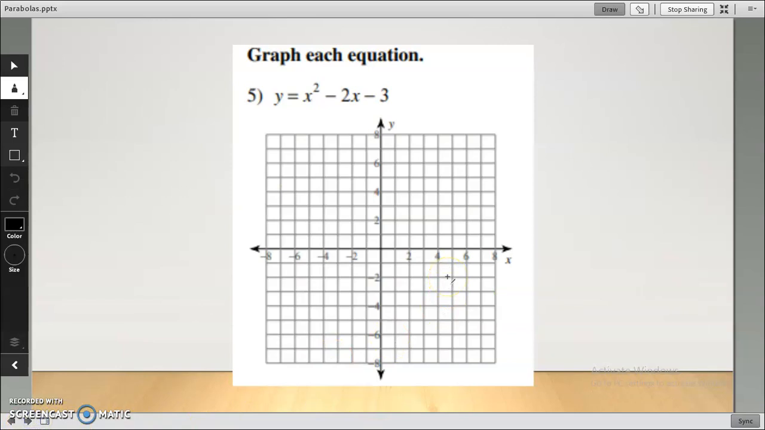Alright, here's another one that asks me to graph the equation. I'm going to find the vertex, and then I am going to find the places where it crosses the x-axis. Hopefully, those are the 3 points that I'll find. So, again, completing the square. I have y equals x squared minus 2x, and I have a minus 3.